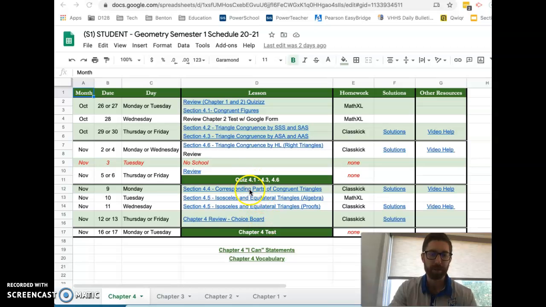The quizzes you cannot reassess on, because those are only 25% of your grade, versus the test, that's a much bigger part of the grade. So the test can be reassessed on.